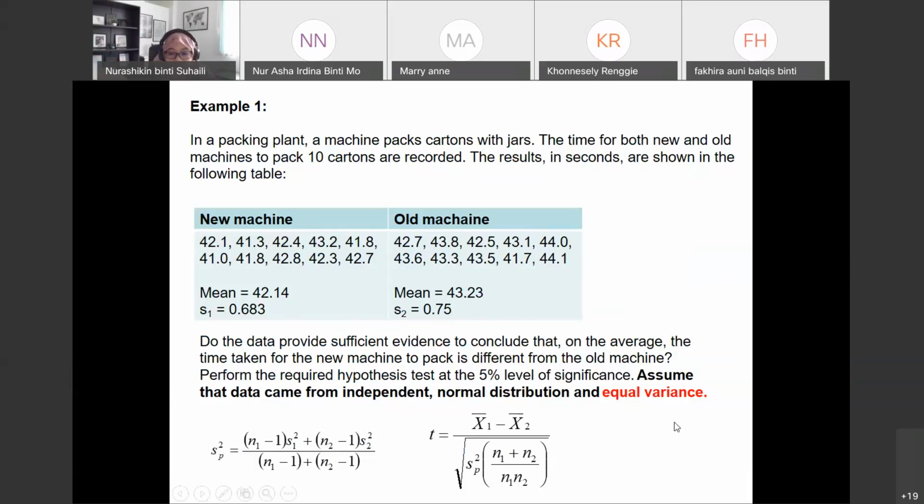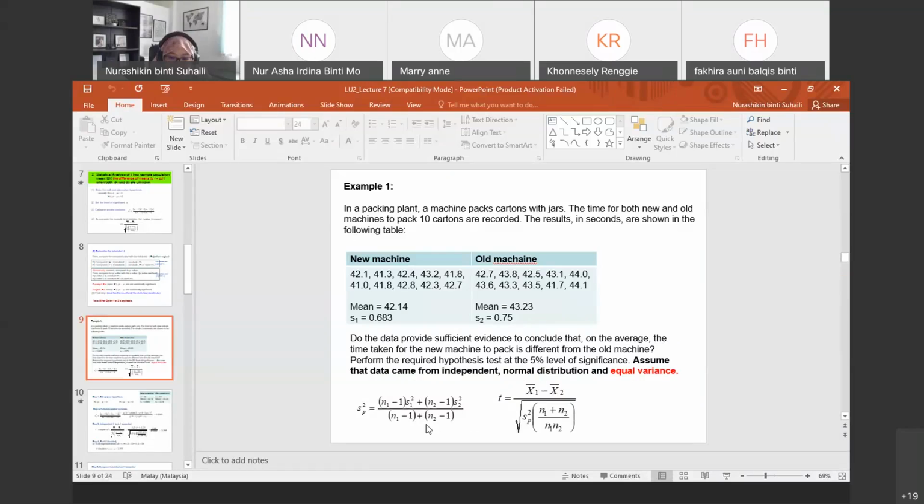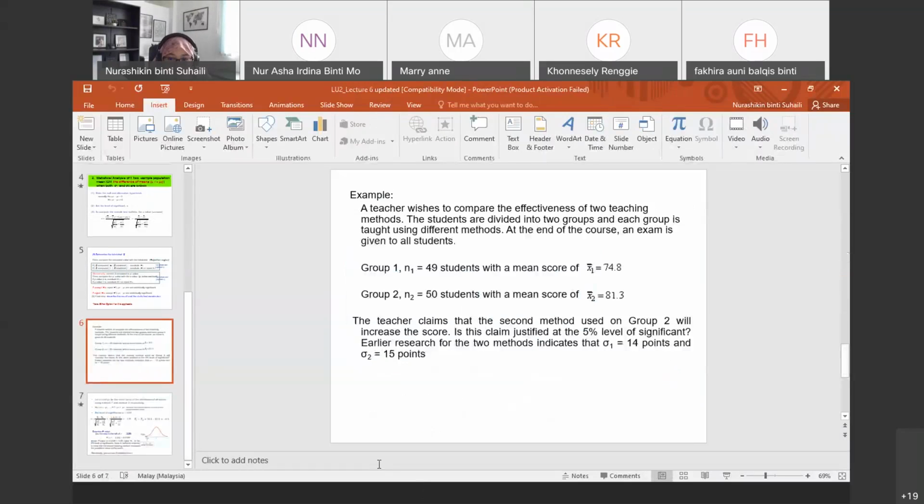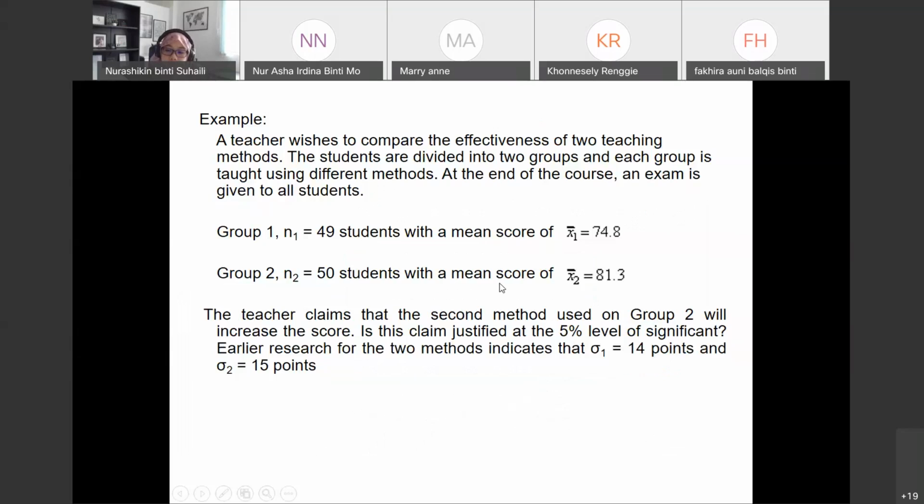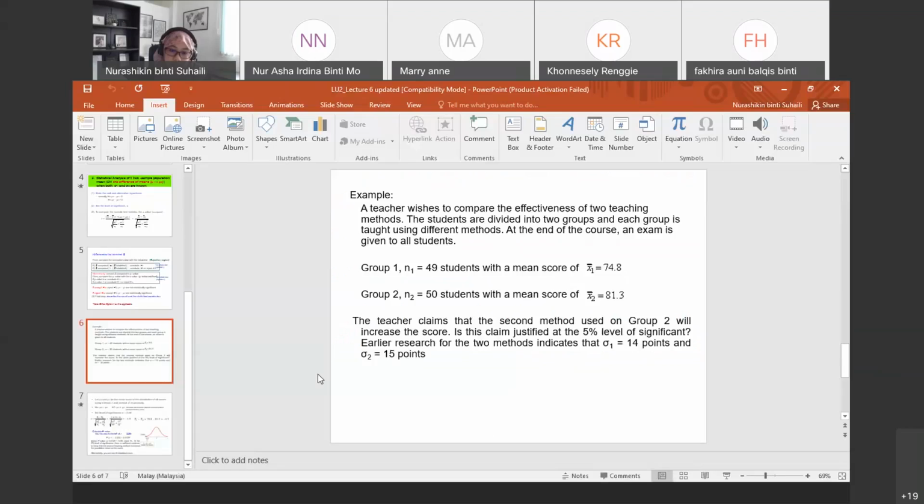So if you see the first example when the standard deviations are known, let me show you lecture 6. This one is under known standard deviation, when the standard deviation of the population is known. It's also given sigma 1 and sigma 2, but it doesn't give you the additional information like the independent samples and equal variance. That will be the difference.